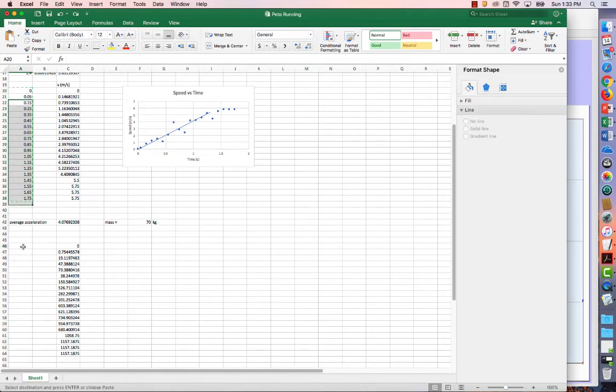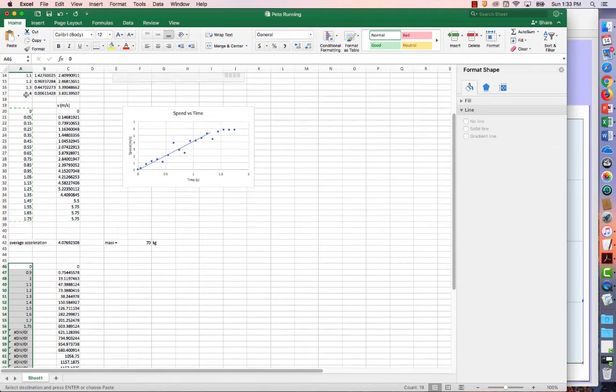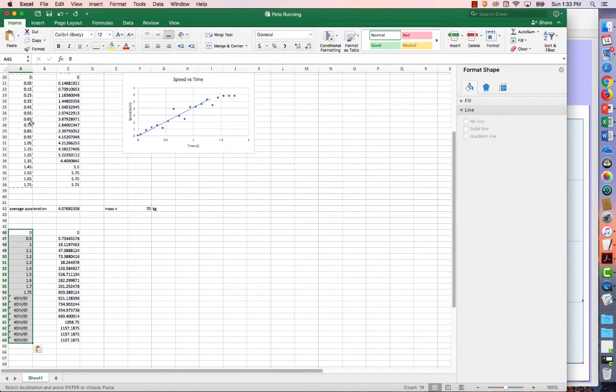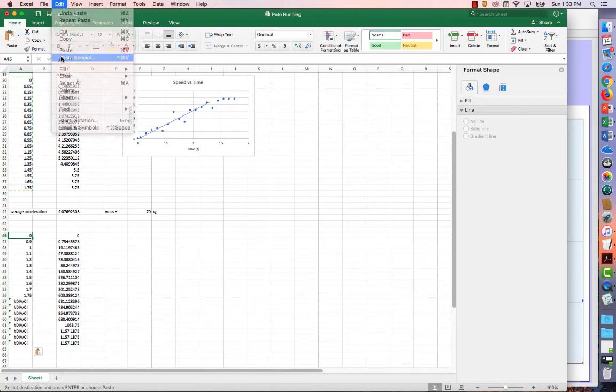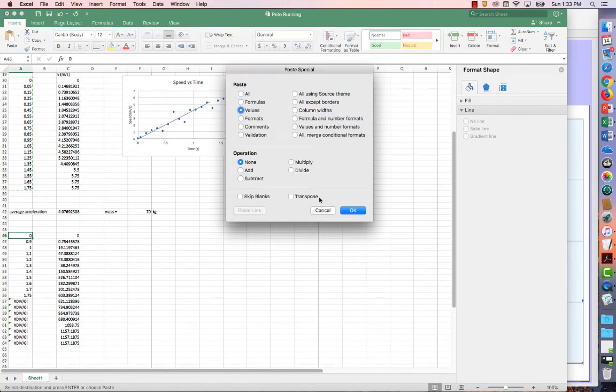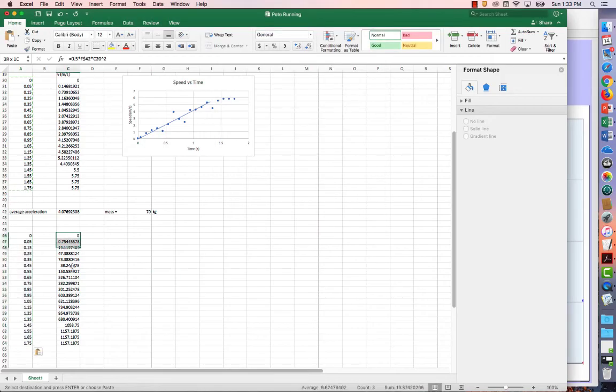But the problem is I realize when I do that, it's all messed up because these are formulas. This was made to take the average of these two numbers. So rather than have the formulas, I want these exact values pasted down here. So I go back instead and do a paste special and paste just the values. And now I can chart this.